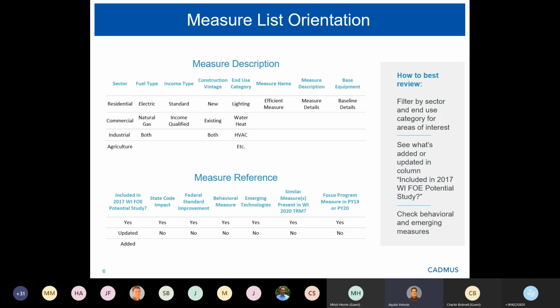Alternatively, you can also filter down to measures that have been added or updated since the last study. That might be of interest. And then there's also filtering on behavioral emerging technologies, and we'll talk about those in some later slides.